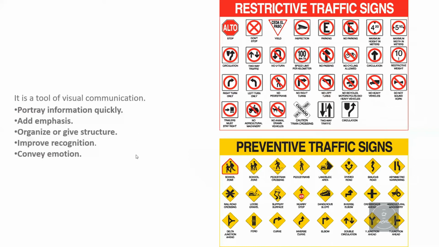Color helps to improve recognition. There are different traffic signs and they are categorized by color. So we have red and white signs, then yellow and black signs and blue signs. When we see one of these, the first thing we notice is whether it's blue or yellow or red. So before we understand what the sign says, that piece of information is registered in our head that this is a sign of this category. And about conveying emotion, we will be discussing it later.